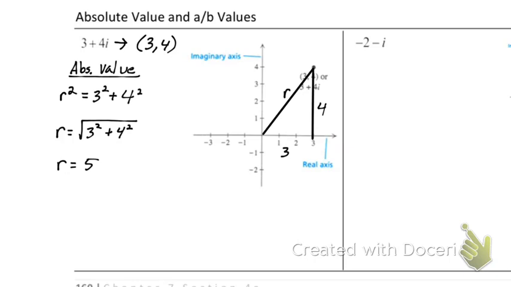So I'm going to write that down there, just that little formula: r equals the square root of a squared plus b squared. It's important to know that for your absolute value. But of course, it's not too hard to remember if you remember magnitude, because it's the same thing. Go ahead and do the next one. Find the absolute value of the next one.